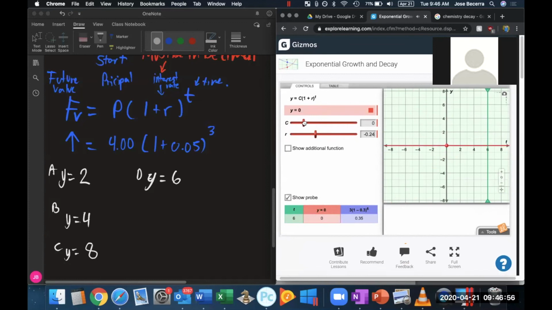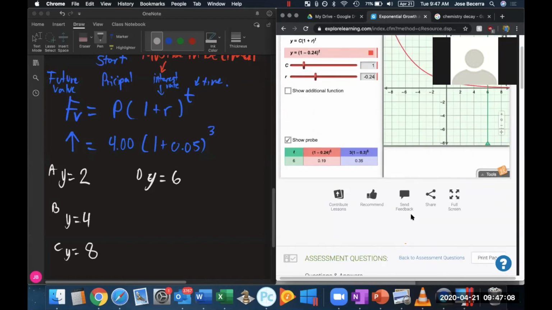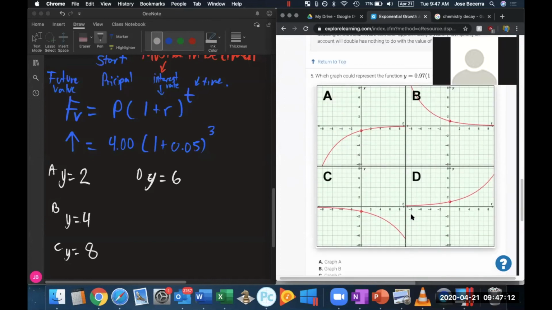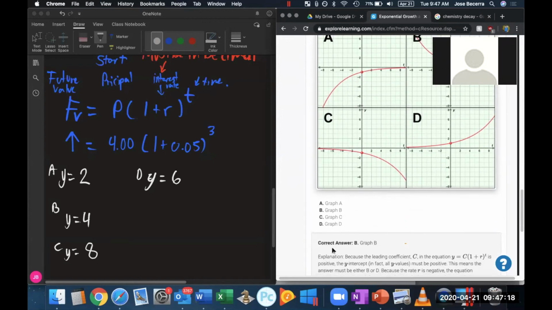If we were to move this to 0.97, I guess it would be a little bit lower than that, but we can get a good idea of what the graph is going to look like. So which one is the only one that goes down like that? It's B. Yes, the answer is going to be B, because that's the one it looks closest to.